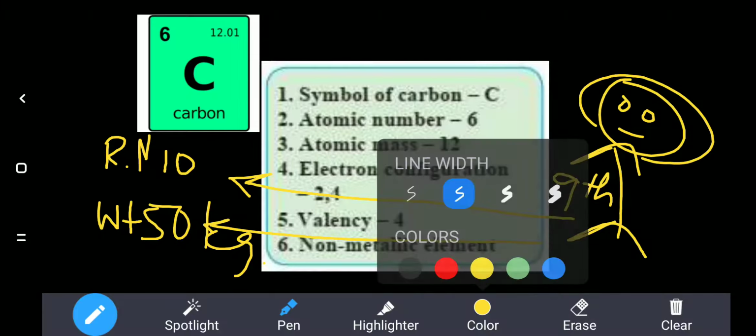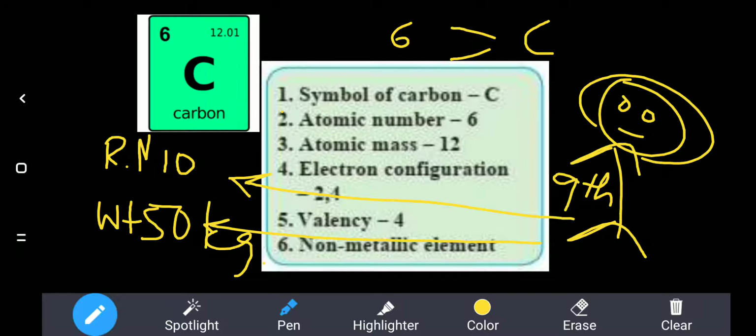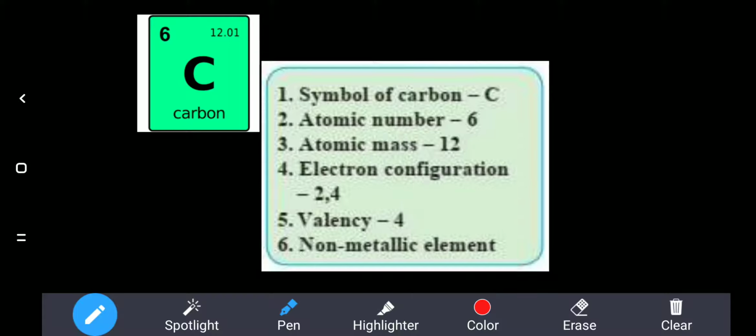If we consider the girl to be carbon, the carbon again has two things. It will have a roll number which is 6 and a mass of 12. But here not kgs, because it is not that fat. 6 is the atomic number which is denoted by Z, and 12 is the mass of the carbon atom. So here the symbol of carbon is C, atomic number is 6, atomic mass is 12.